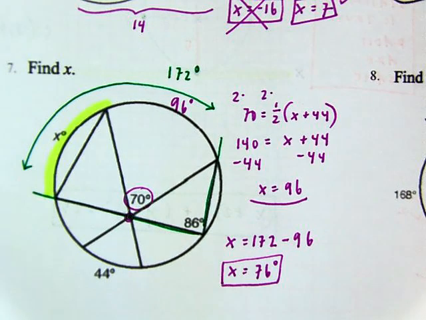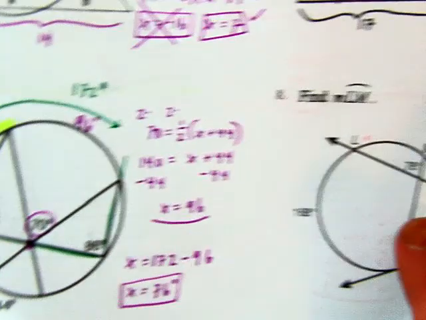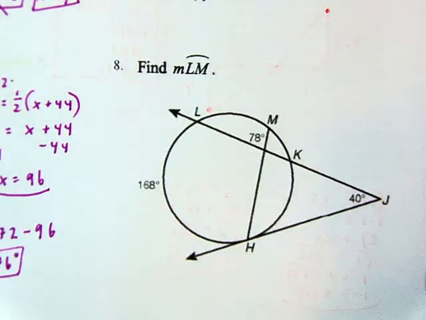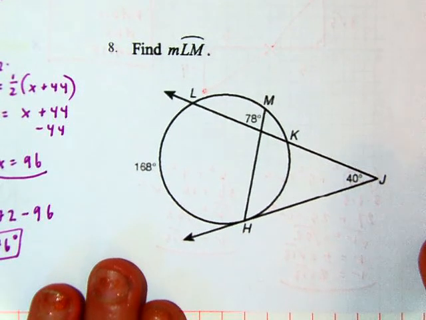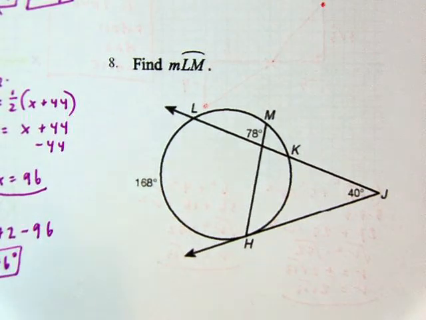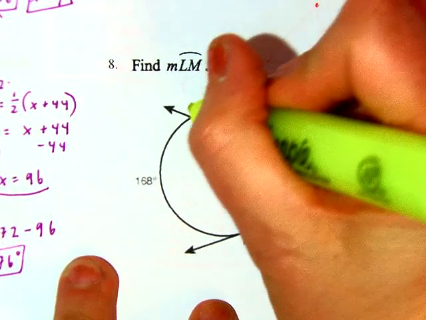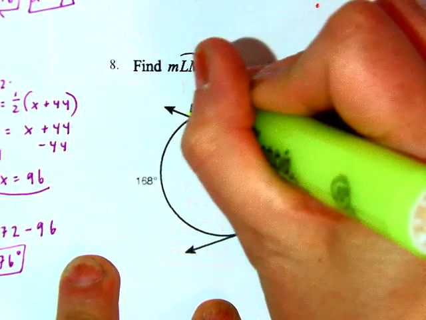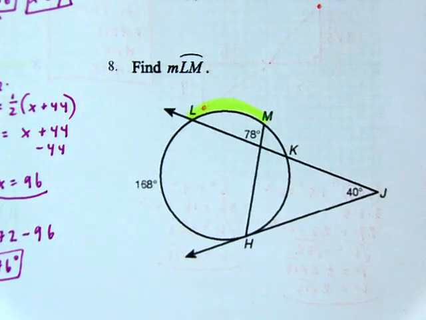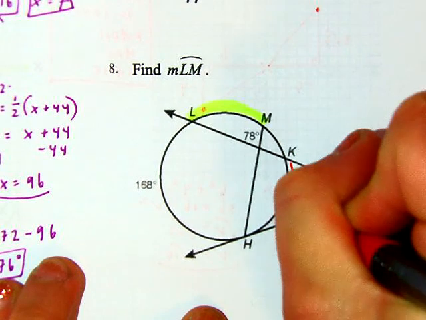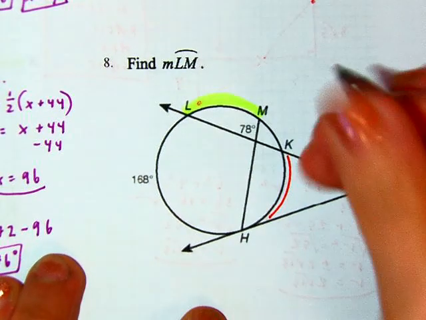All right, I got one more. So on to 8. All right, so here my goal is to get to LM. So again, my eye on the prize right here is what I want. I want from here to here. How do I get there? How do I build off of what's given? Well, I need to find HK first. I got to find this arc first, from here to here.